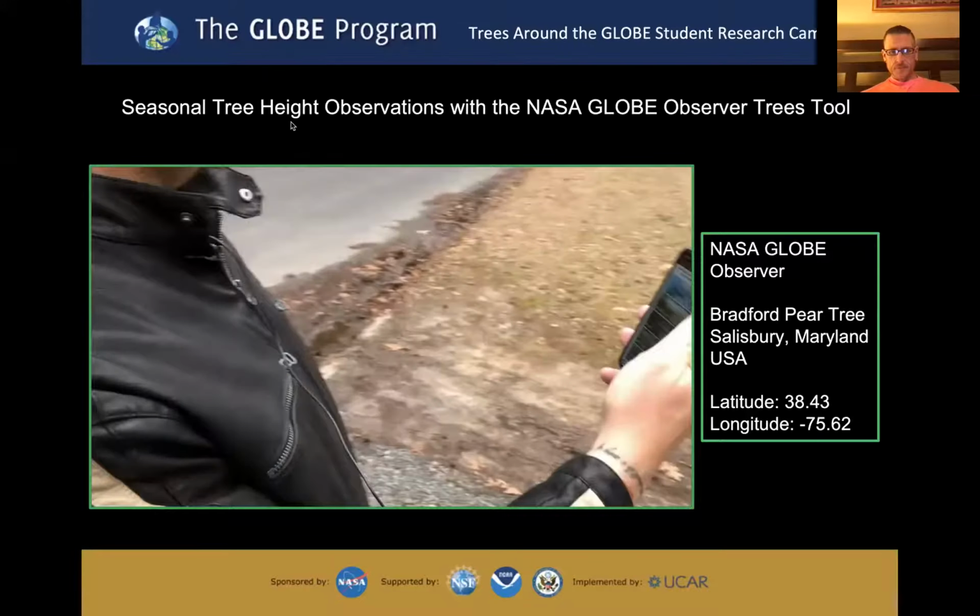Now, what I got was, if you look here from ICESat-2, you get 19.12 meters. So that's pretty close. 19.41 from the app, from the NASA GLOBE Trees tool, and 19.12 from ICESat-2. Super close. All right. Now, one thing that's really cool here is that, as you can see, ICESat-2 measured it July 31st, 2019 at 19.12 meters.